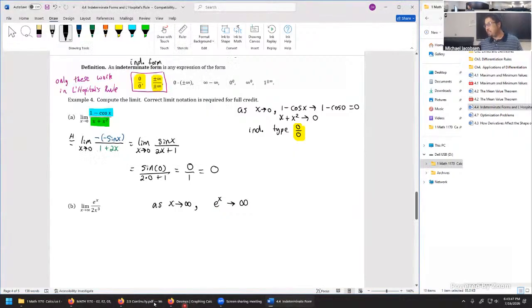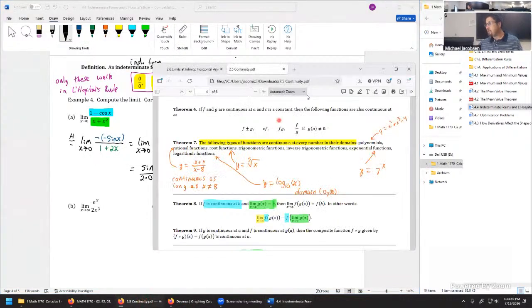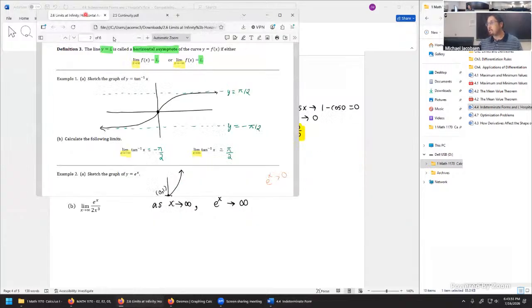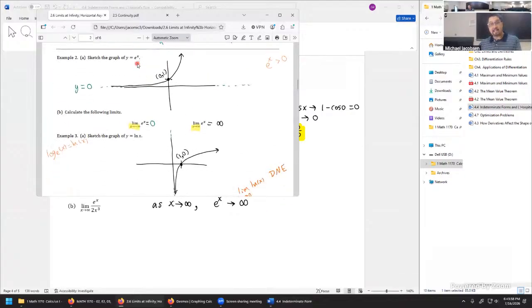But another way to think about it is going back to section 2.6. Section 2.6 had a series of really important graphs like tangent inverse or say e to the x. And on the e to the x function, here's what the graph looks like. As x tends towards infinity, e to the x also goes towards infinity. Notice how sensitive that is. If you're going towards negative infinity, you're heading off to a horizontal asymptote, and in that direction, the limit is 0 for that horizontal asymptote.